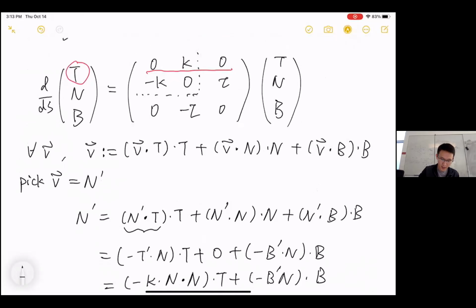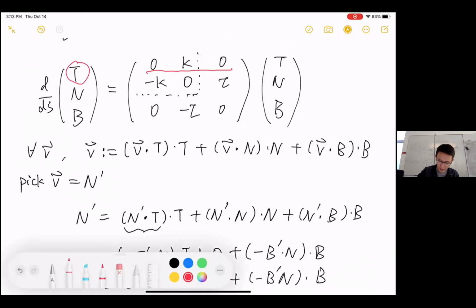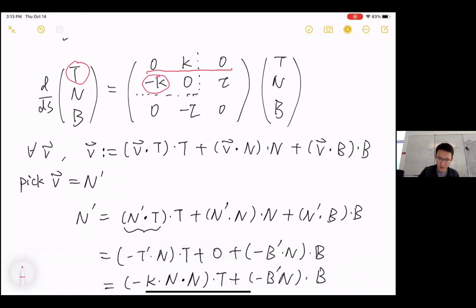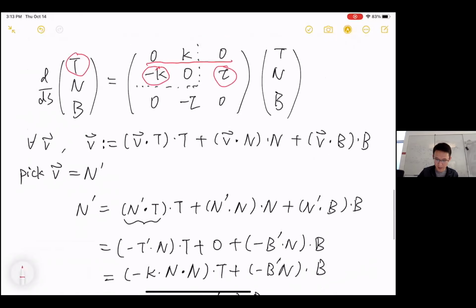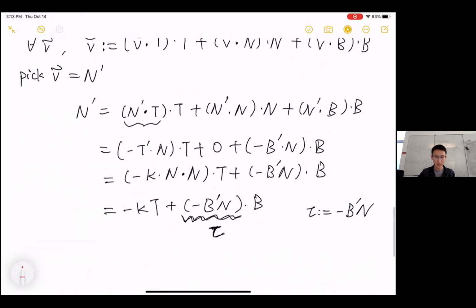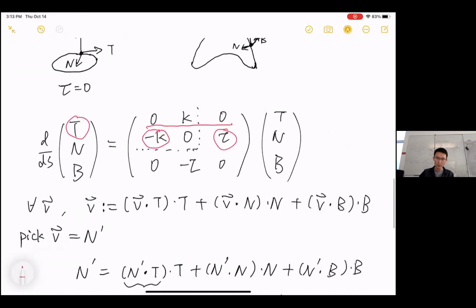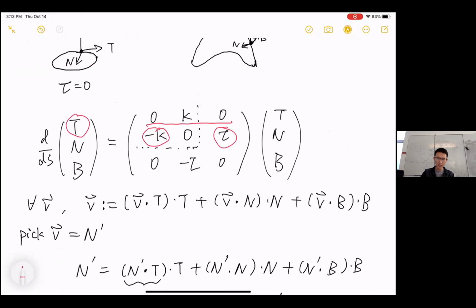Then we are done here, right? We are done with the second rule because we have one term. The first entry is negative k. The last entry is tau. Then it is negative k T plus tau B. Okay, we have proved the second rule here. Let's move on to the third rule, for the derivative of the binormal vector.